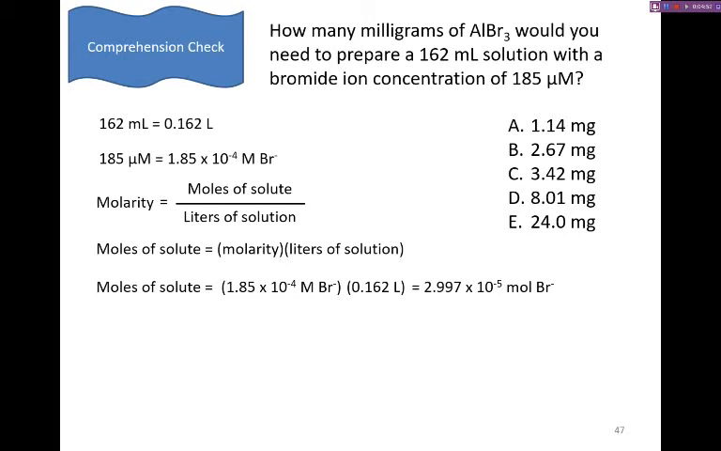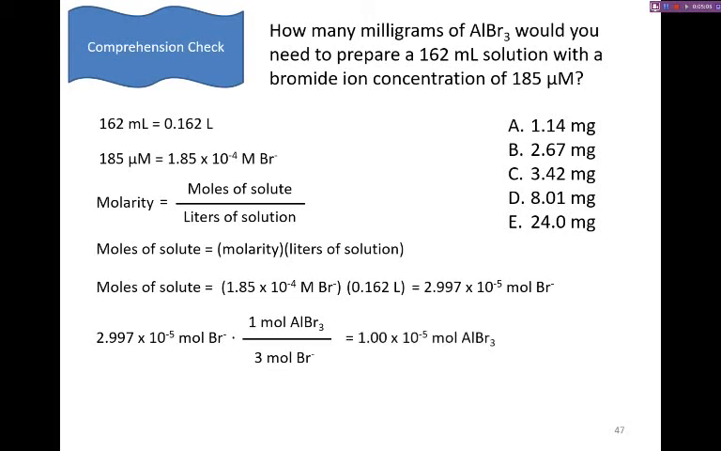Now be very careful, because that's not our final answer. We have to account for the fact that it's 3 bromide per 1 aluminum bromide, and that would get us approximately 1 times 10 to the minus 5 moles of aluminum bromide. Using the molar mass of aluminum bromide, we can then find the mass of aluminum bromide that we would need to meet those criteria. And that's 2.67 milligrams.